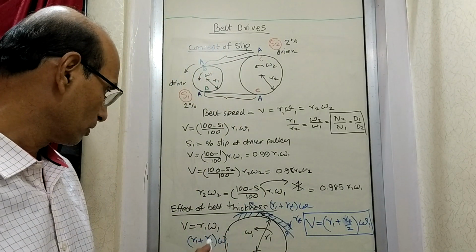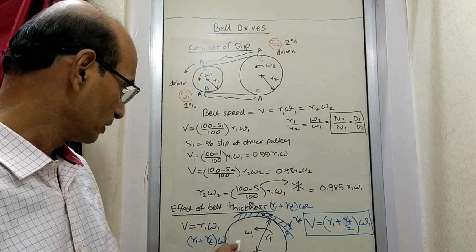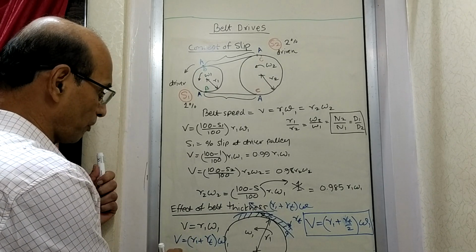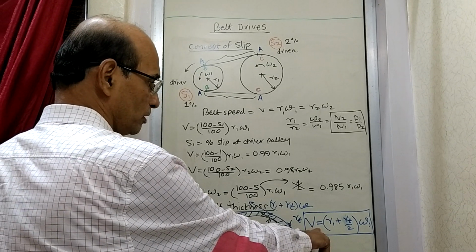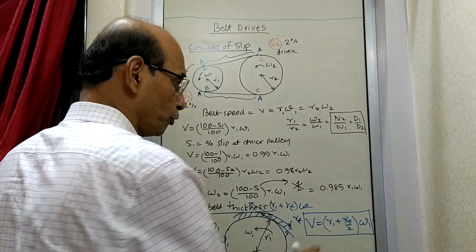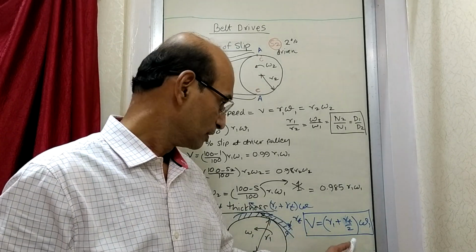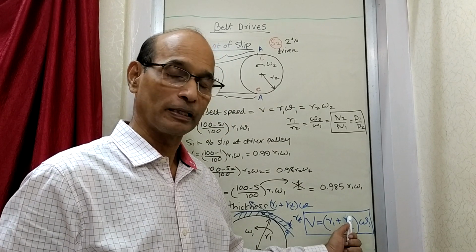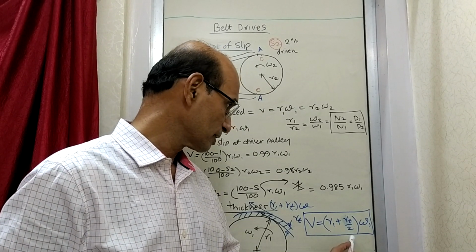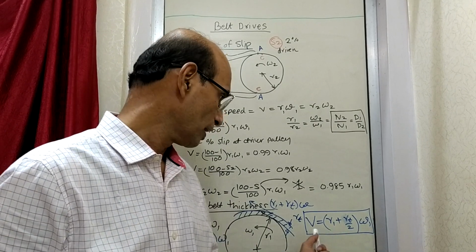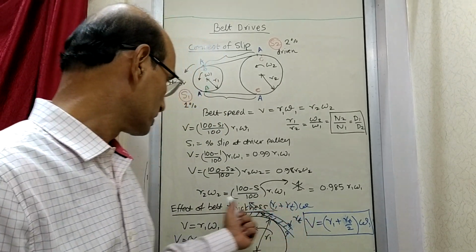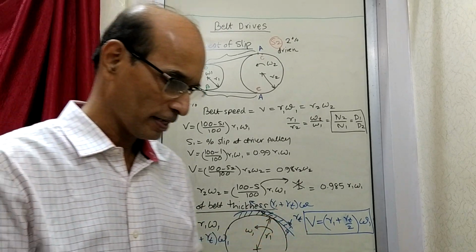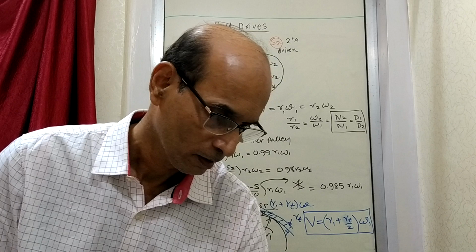Neither higher figure nor lower figure. We are taking the middle figure. This is lower point, this is upper point, and this is the middle point. So we are taking the velocity of the belt. If you want to consider the belt thickness, then it is radius of the pulley plus half thickness of the belt. That much is the distance and then omega 1. That will give you the exact velocity of the belt if you consider the effect of belt thickness. So that is what is shown by this particular concept.